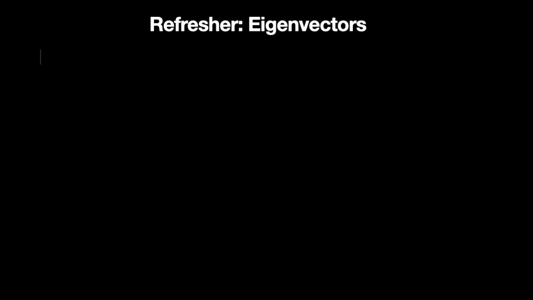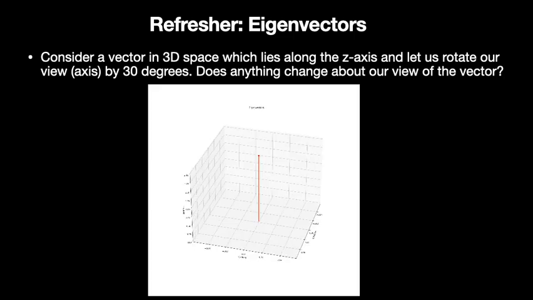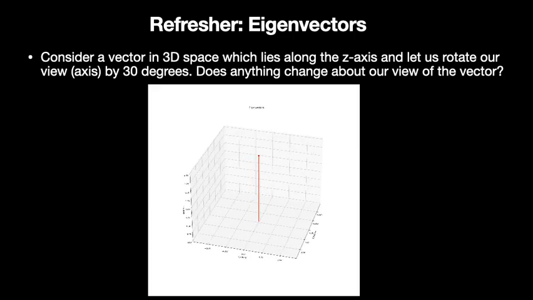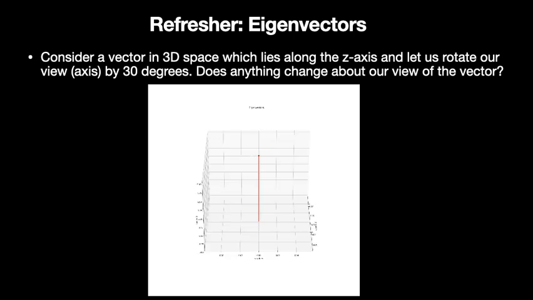Well, let's say we have a vector in 3D space, and for simplicity I'm going to consider the vector to be a unit vector along the z-axis. You can see it in the image here with a red line, and let's say the dot points in the direction of the vector.